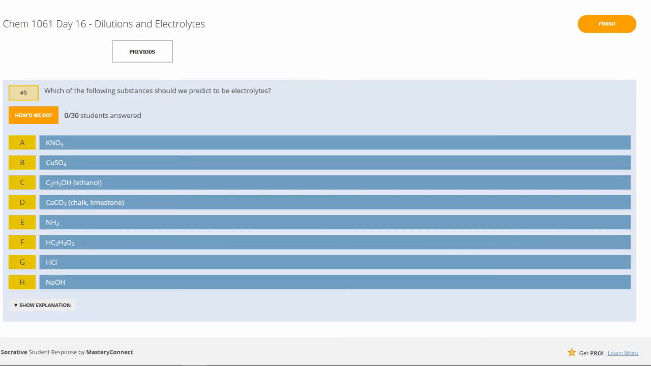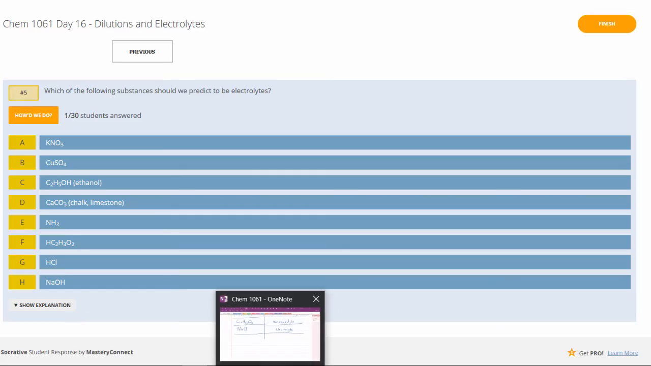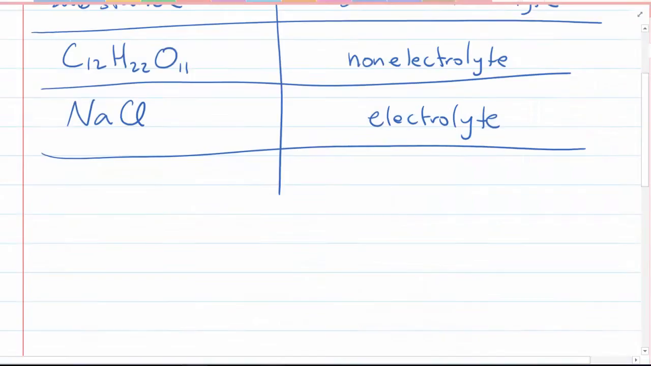So go through these, and you can select as many as you wish. So you don't have to just select one. If you think that 5 of them are electrolytes, select all the ones that you think would be electrolytes. And then while you have it open, you can go ahead and write them down in your notebook, because we are going to test them in this order.